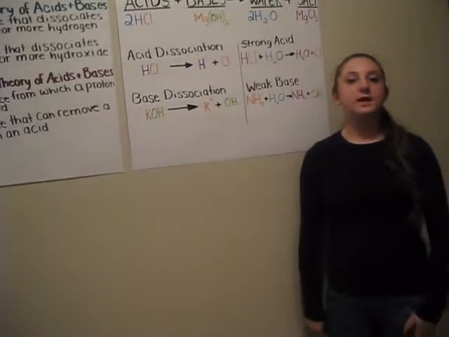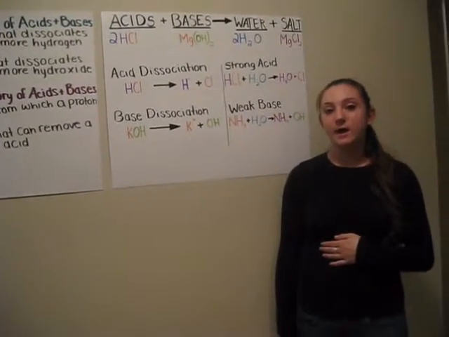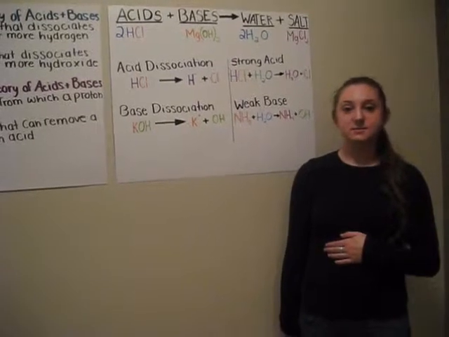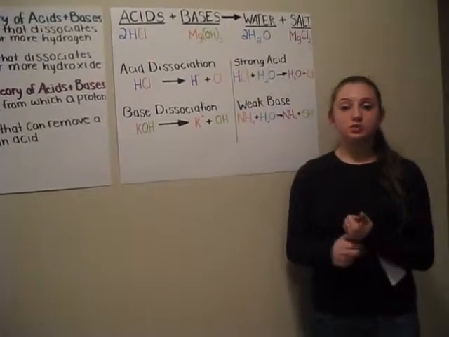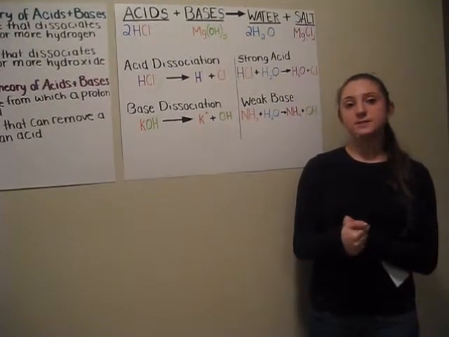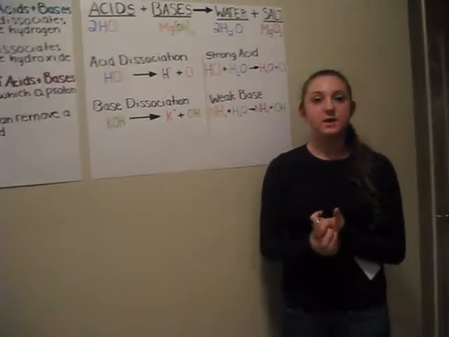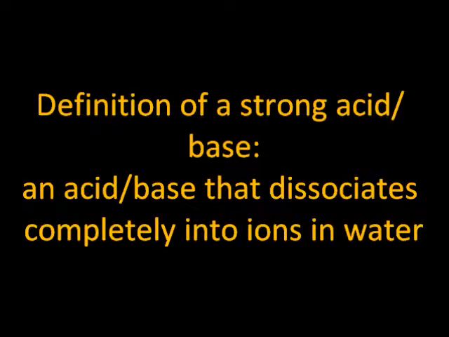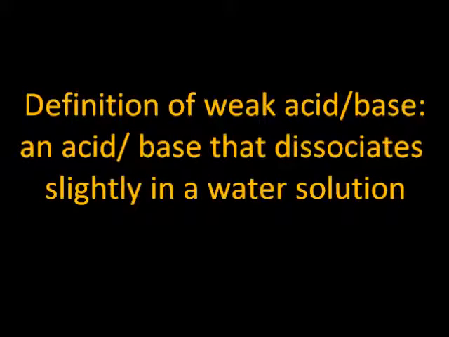Now that we understand acids and bases a little bit more, let's look at two types of acids and bases. The first are strong acids and strong bases, and the second are weak acids and weak bases. A strong acid or base is an acid or base that dissociates completely into ions when diluted in water. A weak acid or base is an acid or base that dissociates slightly when diluted in a water solution.